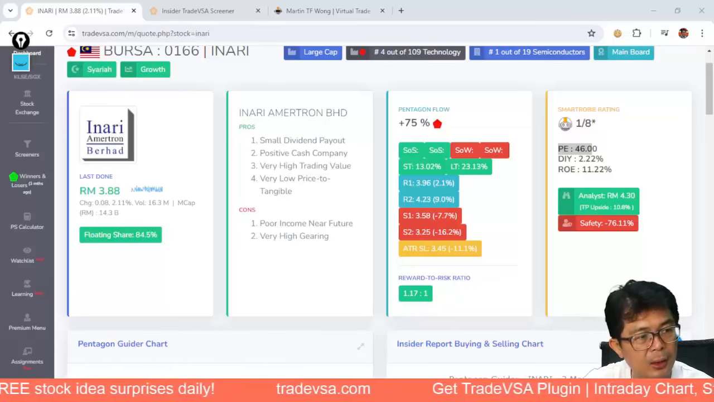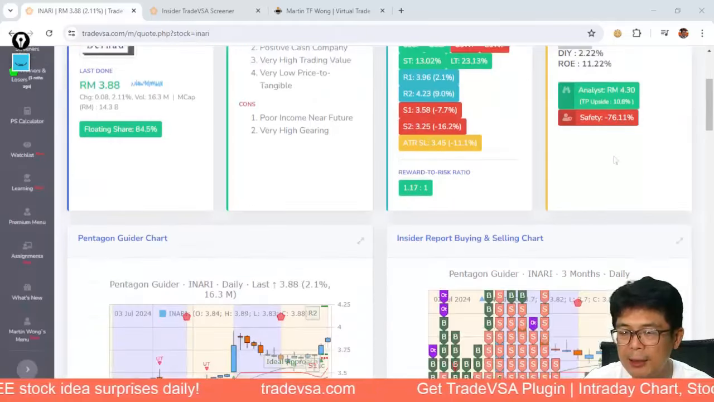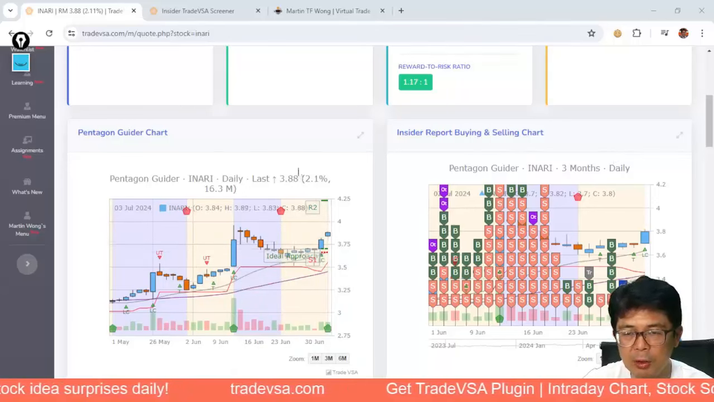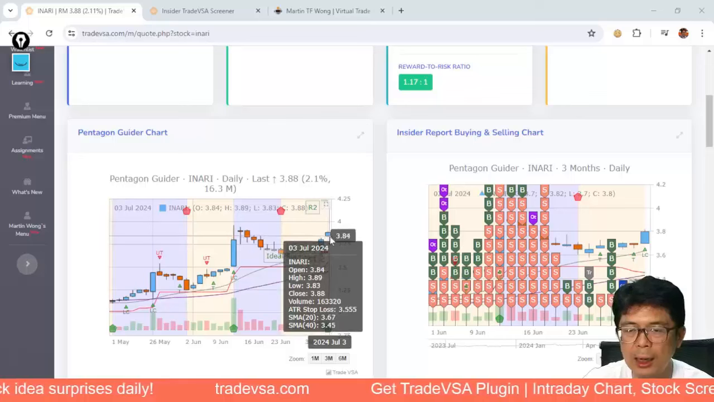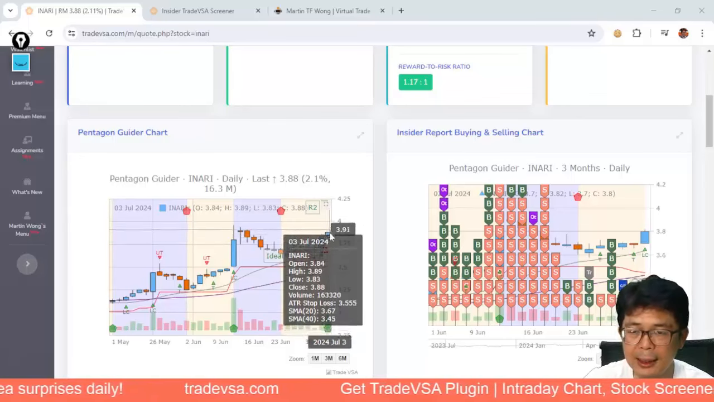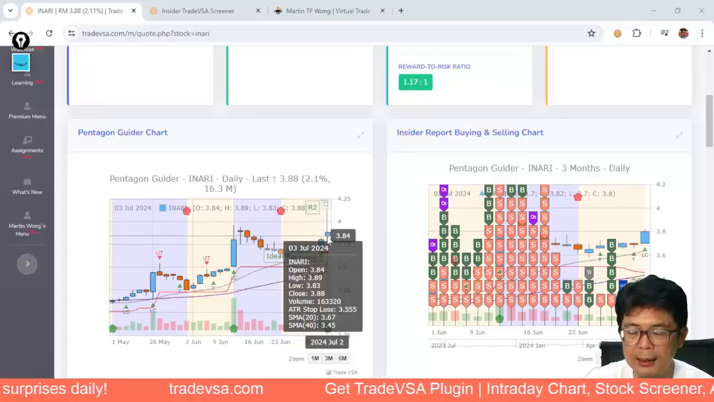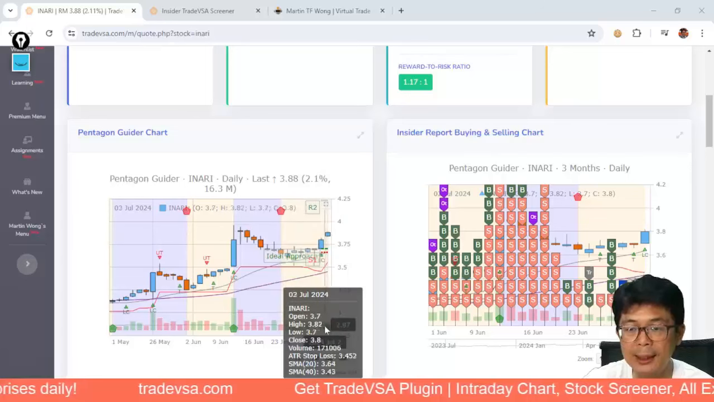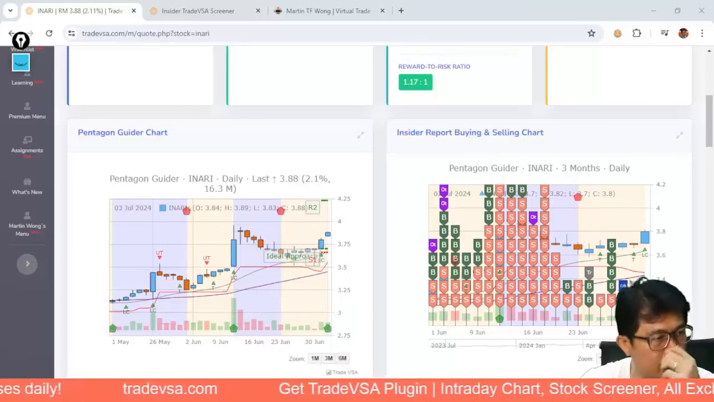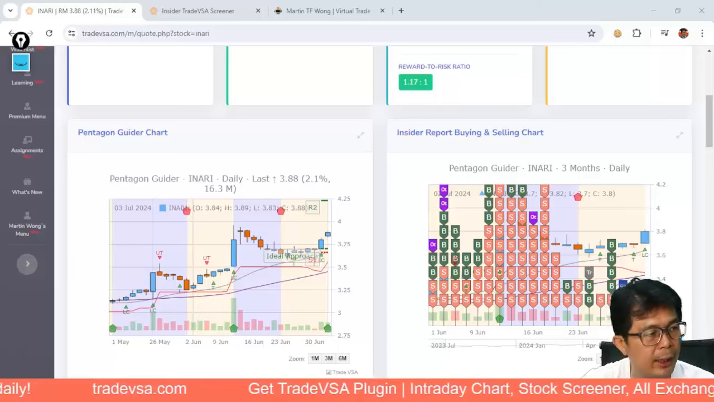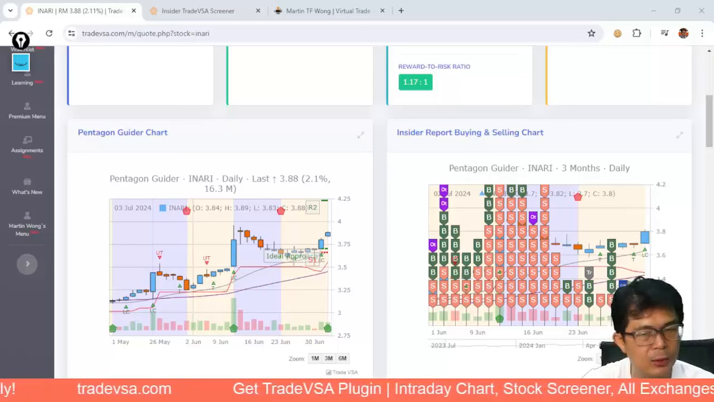Next, as we move on, we have the Pentagon Guided chart. If you notice, this Pentagon Guided chart is also a live chart, delayed 20 minutes. You can see from here, on the 3rd of July the market was up 2.1% and also turned green Pentagon. That's certainly very, very good. It turned green Pentagon, so what else do you want?